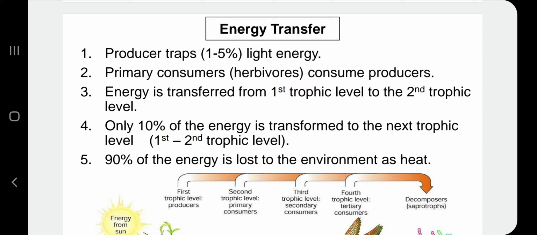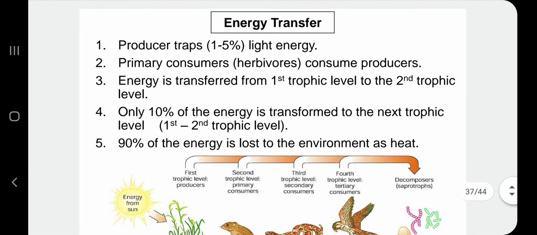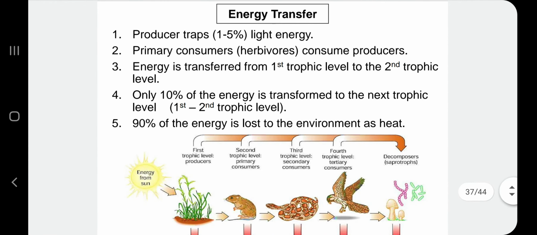Okay, for energy transfer, usually we will start with the producer, because the producer is a photosynthetic organism. It can produce its own food. Compared to primary consumers and any other consumers, usually we get energy from plants or other organisms. We cannot synthesize our own food. Okay, so start with the producer.